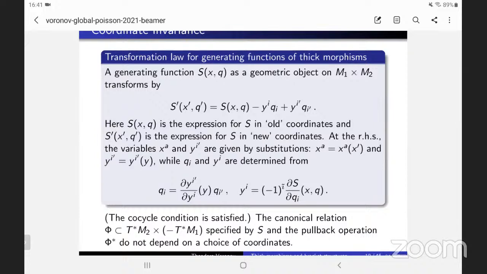So one can figure out the transformation law, which is written here, that guarantees that all the constructions are invariant. So you can write any coordinate system, and they sort of commute with coordinate transformations.